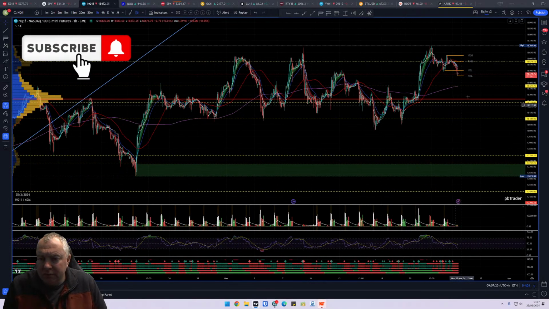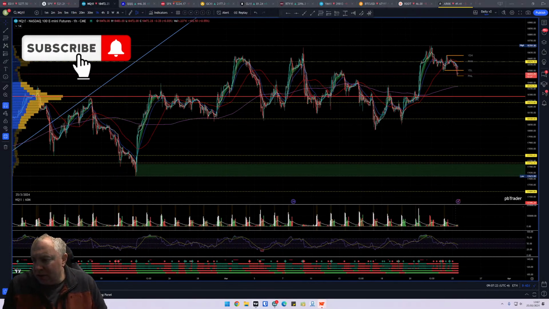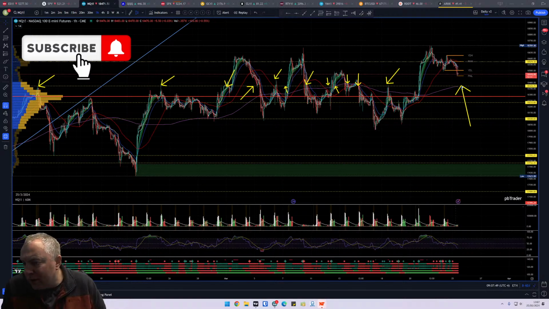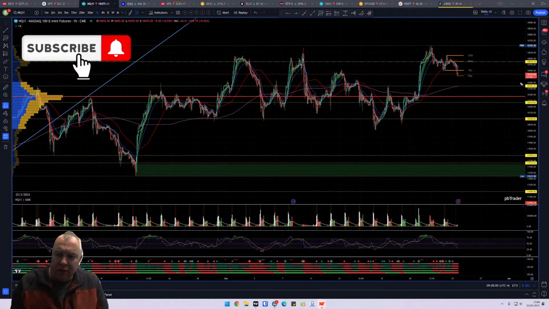NQ, it's not many great levels that stand out. The only one I can see is the bounce off of this area here. It's an area of confluence. We've got tops of candles, tops of candles, tops of candles. We hit a bottom there, a top, kind of bottoms and tops here, tops, bottoms, bottoms. It's an area of confluence, so I'm looking for a bounce in that area, 18,350 to about 18,400. So we're looking at this area here for a bounce, and that'll coincide with the ES.